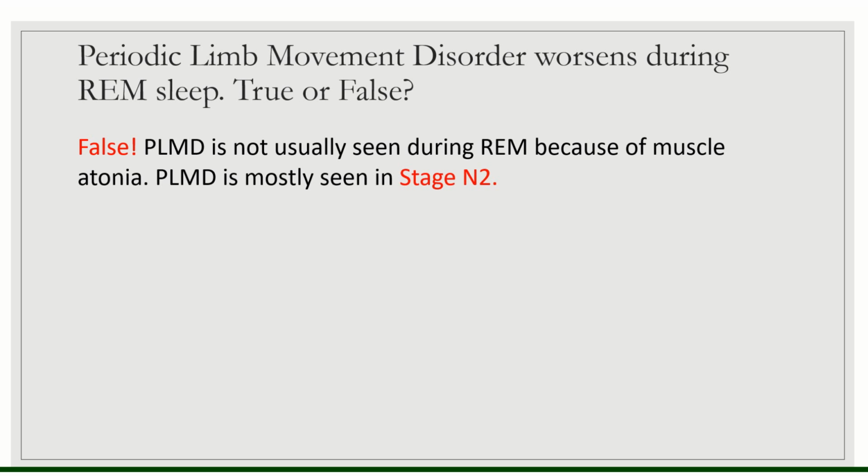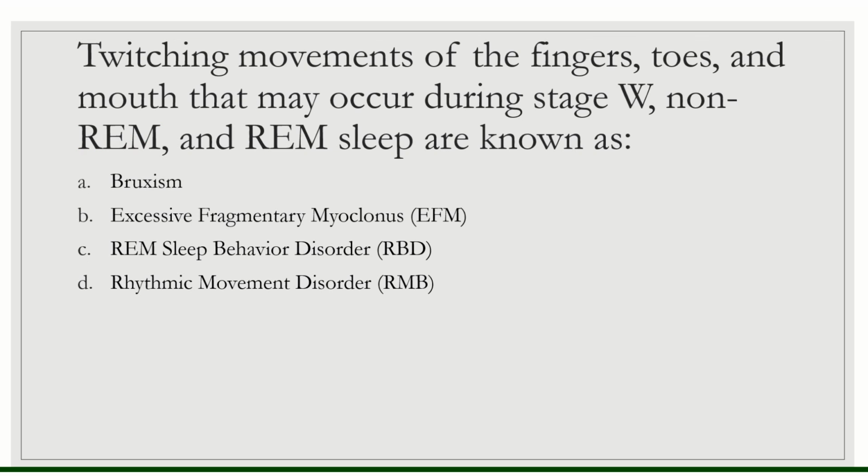Periodic limb movement is mostly seen in stage 2. Make sure you know that because it's going to be on the test. Periodic limb movement is mostly seen in stage 2. Twitching movements of the fingers, toes, and mouth may occur during stage wake, stage non-REM, and stage REM. And it's known as what? Think about twitching of the fingers, toes, and mouth. Excessive fragmentary myoclonus.